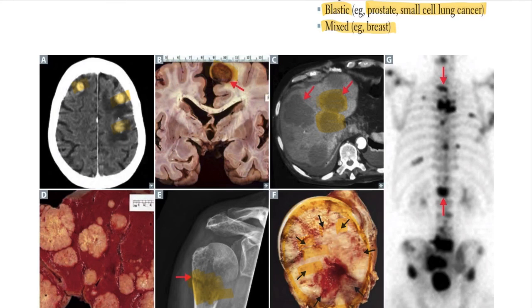Painful bones kill the lungs. Lytic metastasis means lung, kidney and thyroid we can see, and blastic bone metastasis means you can see prostate and small cell lung carcinoma, and mixed will be breast. Okay, so now I hope you can confidently identify common metastatic patterns, interpret the images I explained, and find them. I hope this video is helpful for you.